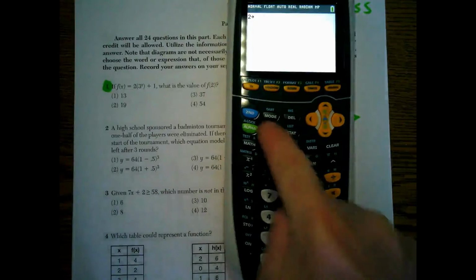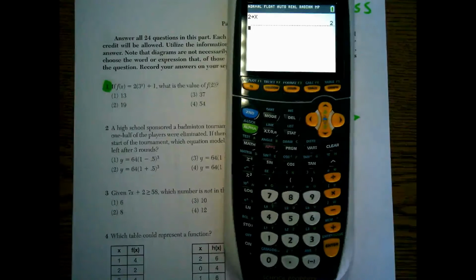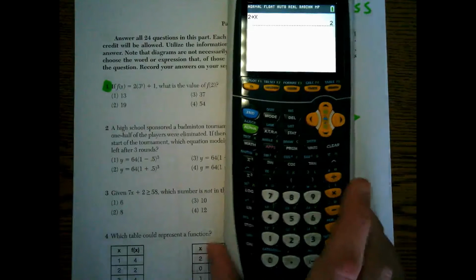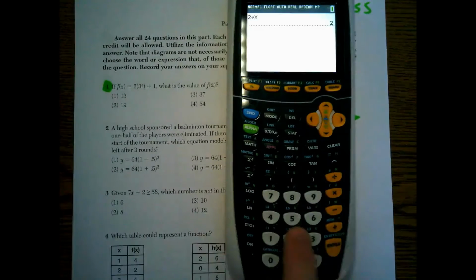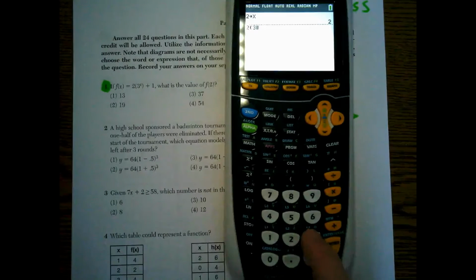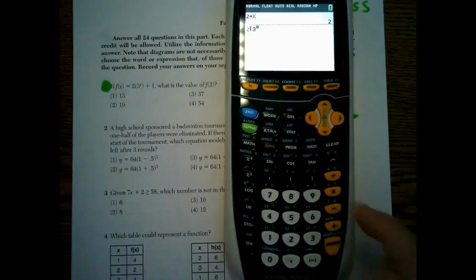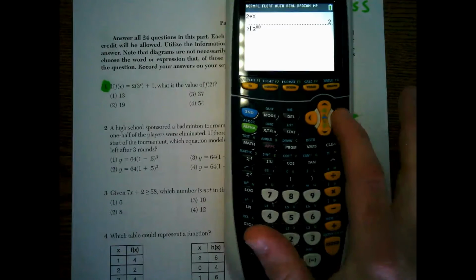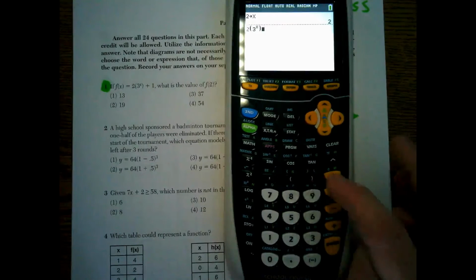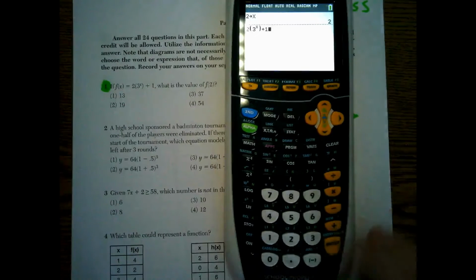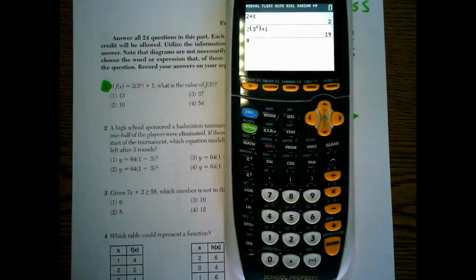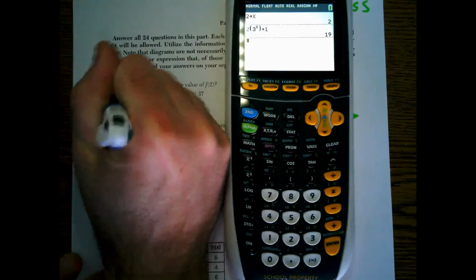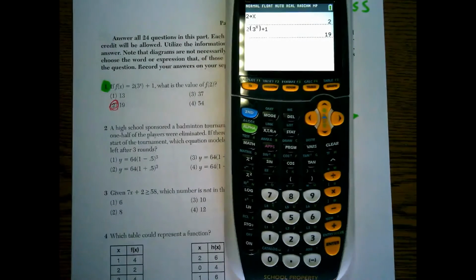store x, enter. Okay, then I'm going to type in this expression exactly how it is. So 2 parentheses 3 raised to the x, in parentheses plus 1. 19. And there's 2 points.